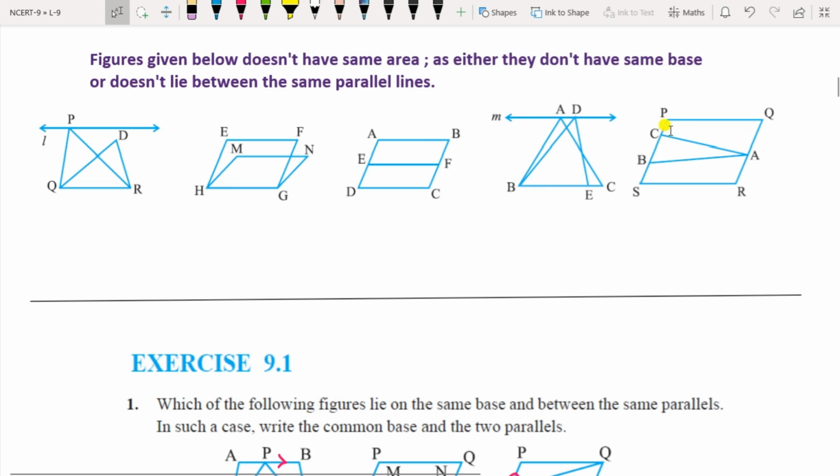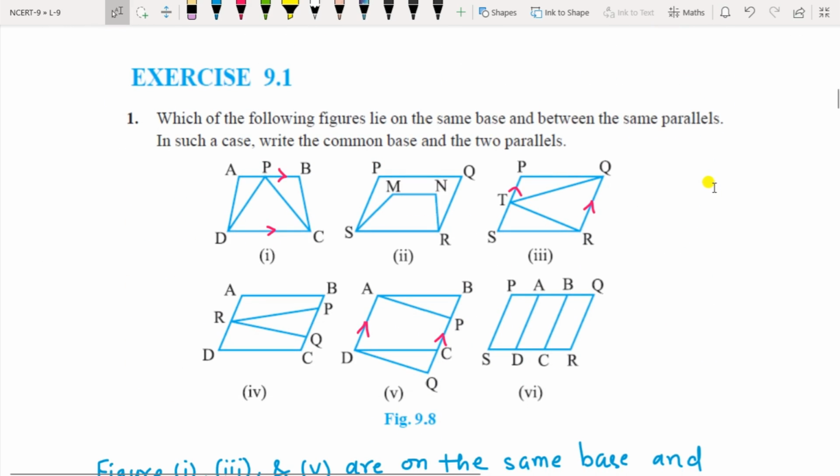In this case too, a parallelogram and a triangle, the parallel lines are the same, that is PS and QR are parallel, but the base of the triangle is different from that of the parallelogram. So such figures do not have the same base, or they do not lie between the same parallel lines.